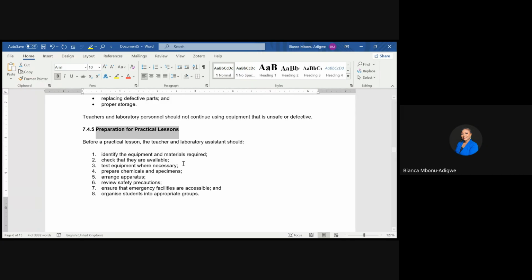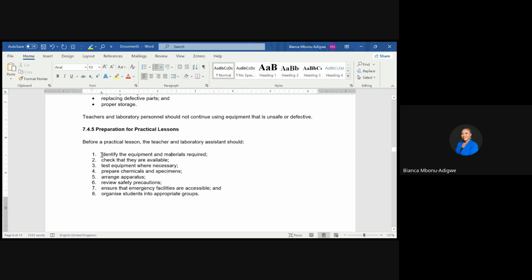This is something that you may already know, but let's quickly talk about it. So before a practical lesson, you, the teacher, with your lab assistant, I'm assuming that you are going to have a laboratory assistant, which is what it's supposed to be. It is an ideal situation. But even if you do not have, you are the teacher and you are the laboratory assistant, that is not a problem. You should know that before a practical lesson, this is what you should do.